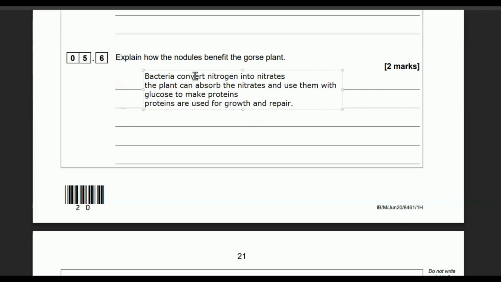I could have said bacteria convert nitrogen into nitrates. Boom, mark. Plants can absorb the nitrates and use them with glucose to make amino acids, then to make proteins. Proteins are used for growth and repair. That's a long explanation, but there's plenty of marks there.